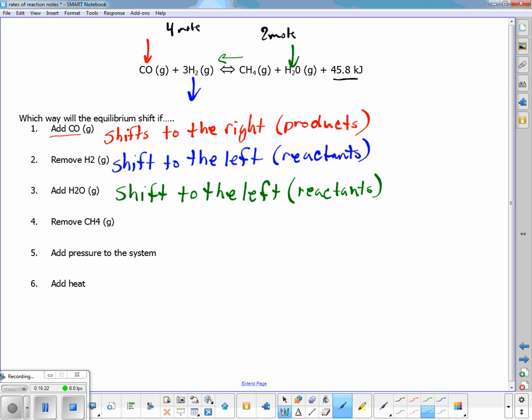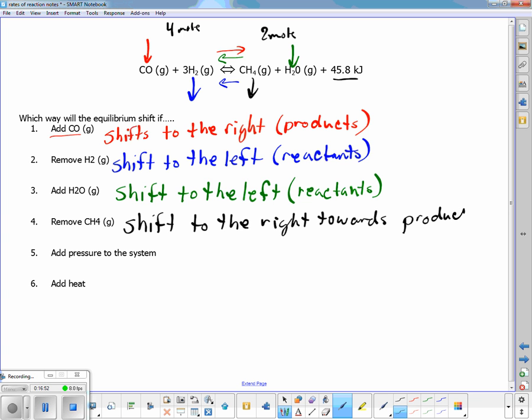So this one went this way. I forgot to put these on here. This one went this way, and this one went that way. Okay, so now we're going to go black. I'm going to remove methane gas. Good. Shift to the right towards products. So I'm going to shift this way.